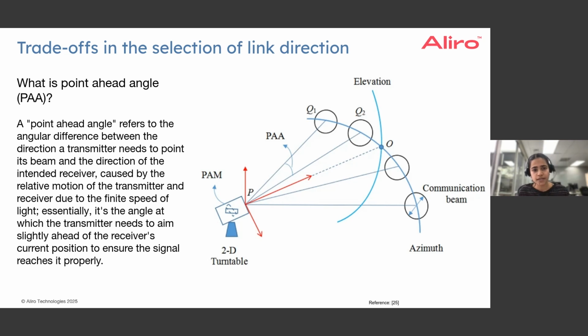The first of them is a point ahead angle. This refers to the angle at which we want to be aiming the transmitter slightly ahead of the receiver's current position in order for the signal to reach the receiver at the right time with the right angle. This is just coming from the fact that there is a finite time for the optical beam to travel from the transmitter to the receiver. Meanwhile, the satellite would have traversed a certain distance, and we need to correctly orient the transmitter in order for the beam to be received accurately with high efficiency at the receiver.